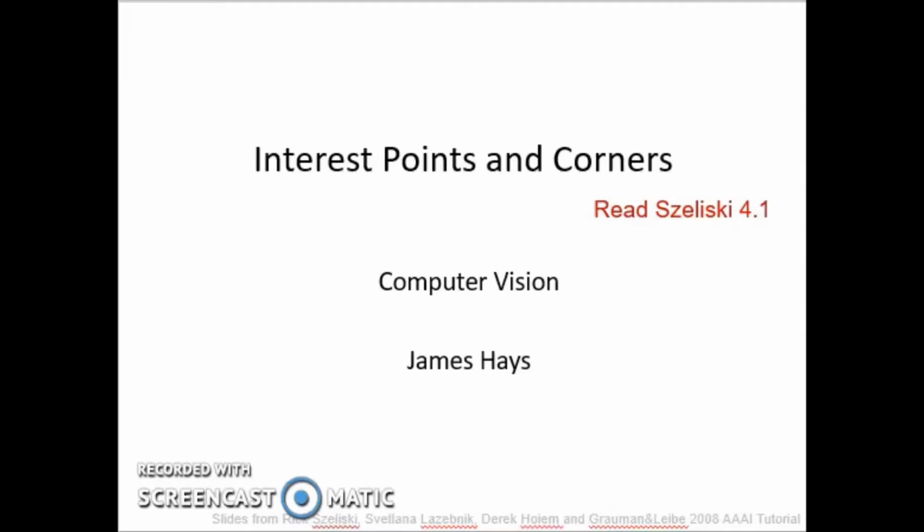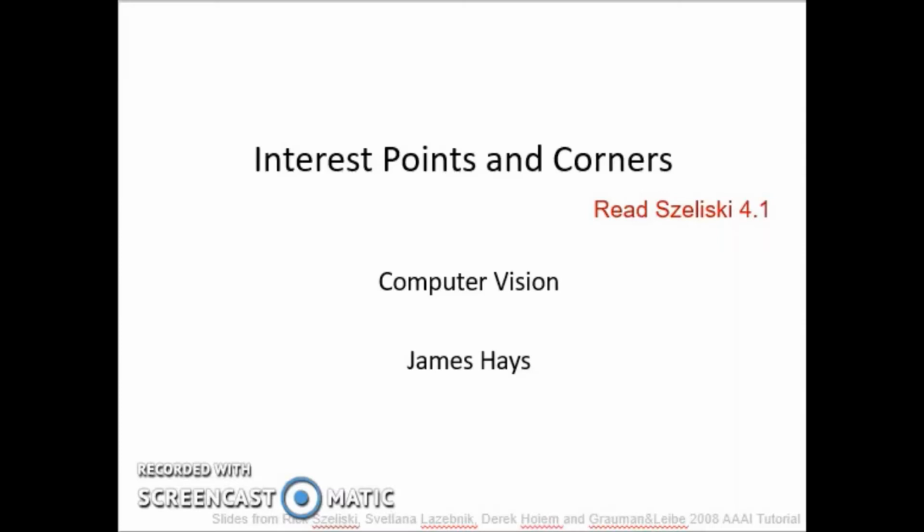Let's now move on to the next very important topic, and this topic is interest points and corners. This topic has a great significance when it comes to computer vision because many applications actually require us to detect all these interest points and corners and feature points.